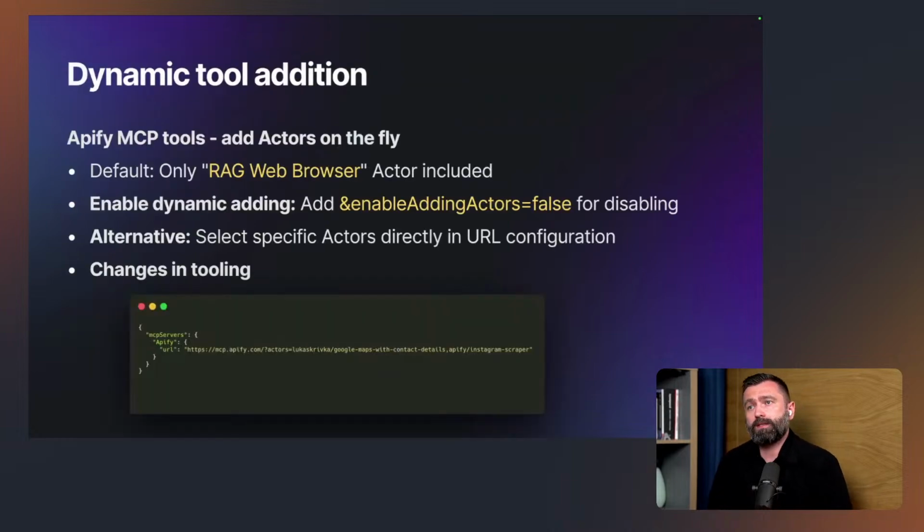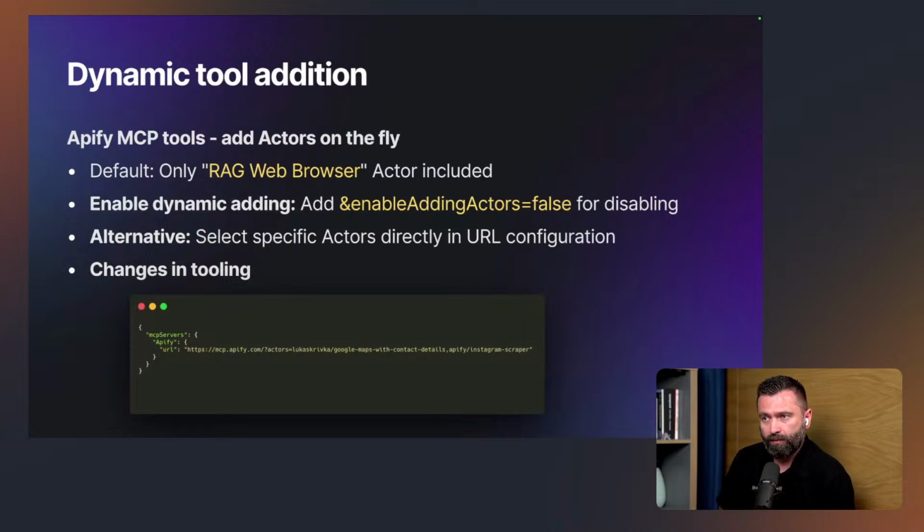The third thing is dynamic tool addition, which is a feature of our MCP server. Right now, if you start with our MCP server, you've got only one actor allowed by default, which is RAG Web Browser. It's basically Google search to text. And if you want to add other actors as tools to our MCP server, you could. By default, the parameter enableAddingActors is set to true. That means that you could just ask our MCP server, for example, give me the latest Instagram post of the Apify account, and then three steps will happen.